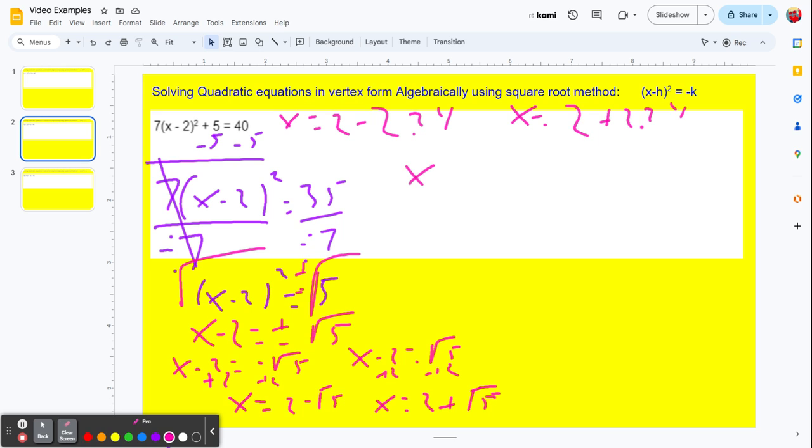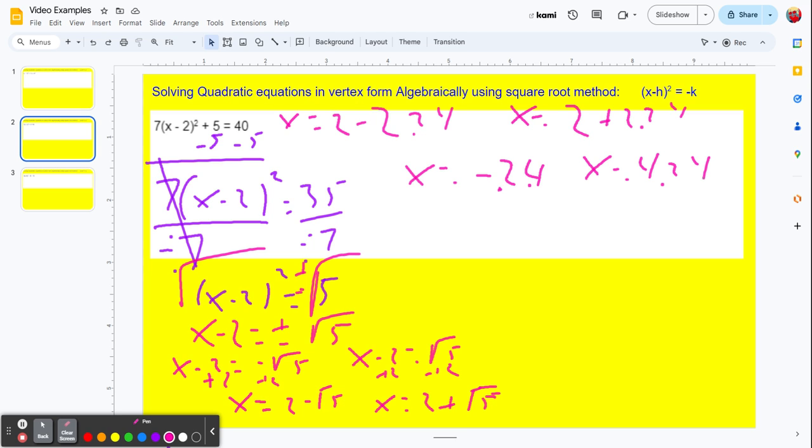So we're going to get x equals about negative 0.24, my bad. Negative 0.24. Okay, sorry. And then x equals 4.24. So, did I do that right? Negative 0.24 and 4.24 is correct.